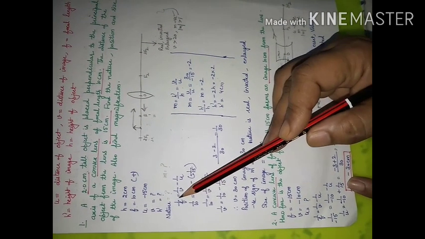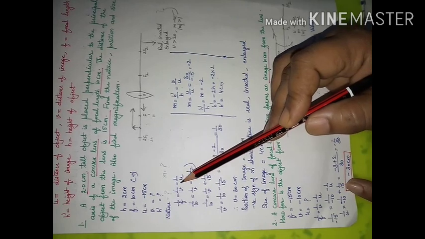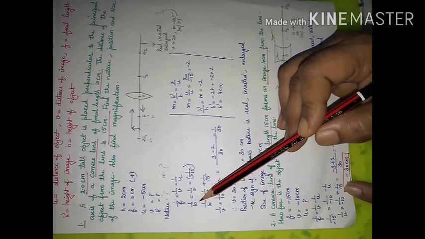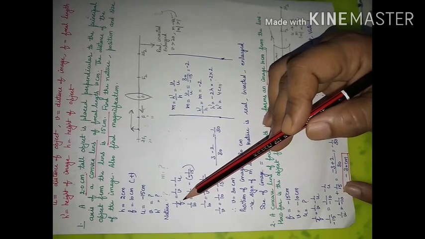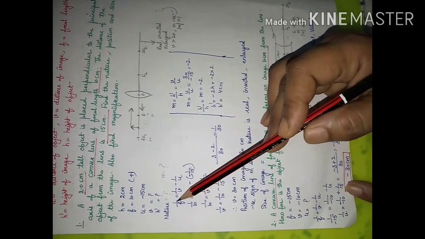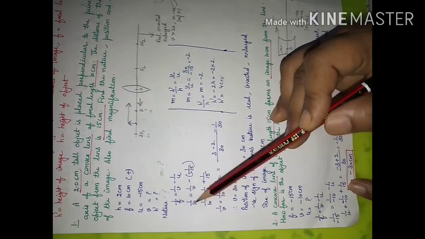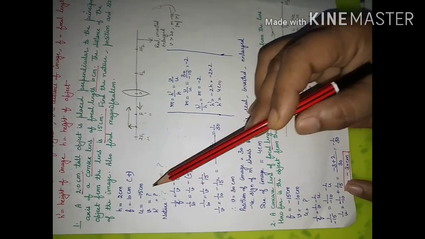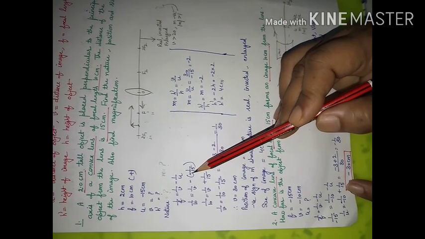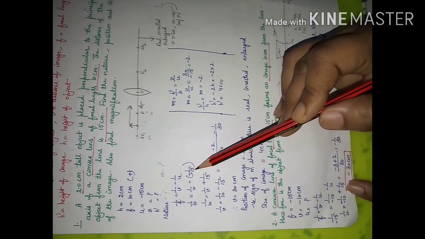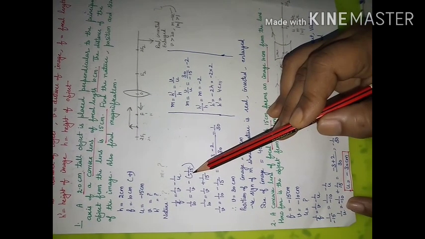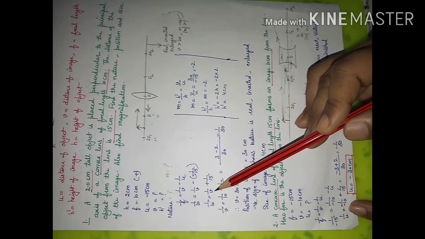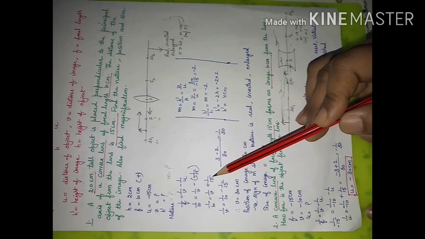Lens formula is 1 upon f is equal to 1 upon v minus 1 upon u. Put value of f, that is 10. So here it will come 1 upon 10. 1 upon v as it is, negative sign. U is also with negative sign. So I have written in denominator 1 upon minus 15. This negative will become plus. So this is 1 upon 10 is equal to 1 upon v plus 1 upon 15.